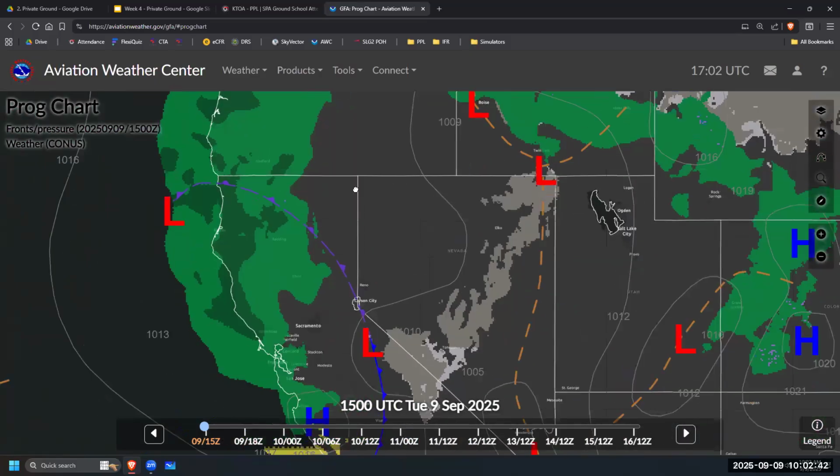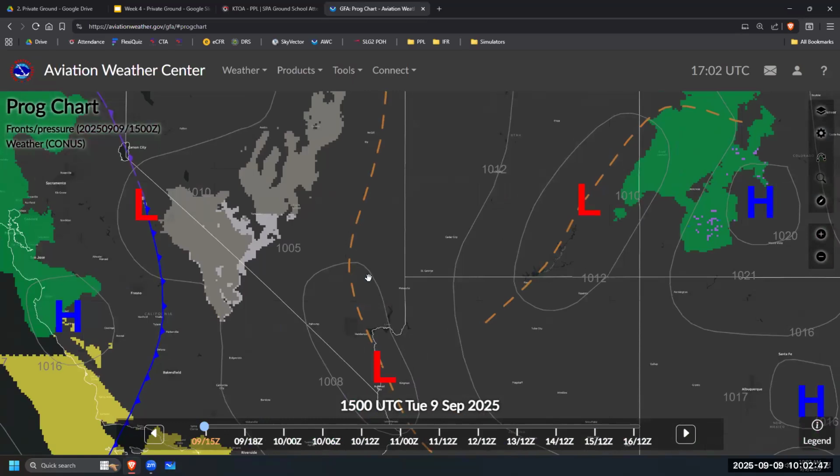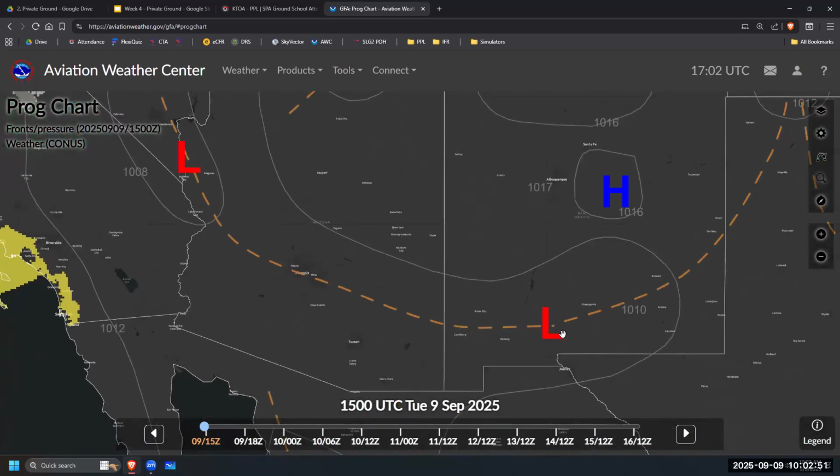We'll get into it, but this is called a trough. It's an area of elongated low pressure. So you'll always see it coming off the L's for low pressure. It's an elongated line or area of low pressure. It's called a trough.